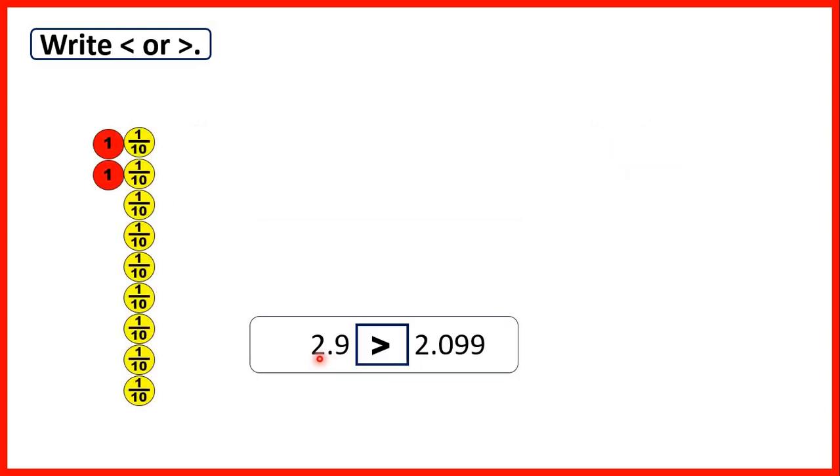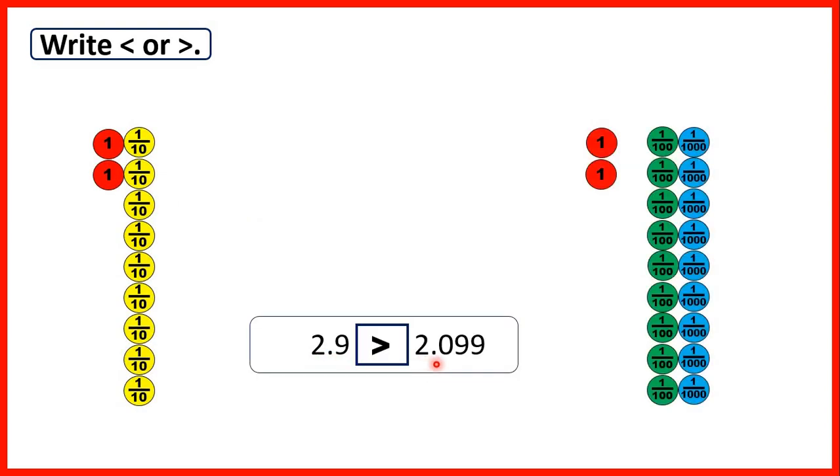Finally, we had 2.9 and 2.099. 2.9 is larger because it has 9 tenths and 2.099 doesn't have any tenths. Even all of these counters taken together add up to less than 1/10. That's because we need 10 thousandths counters to make 1/100th, and we need 10 hundredths counters to make just 1/10.